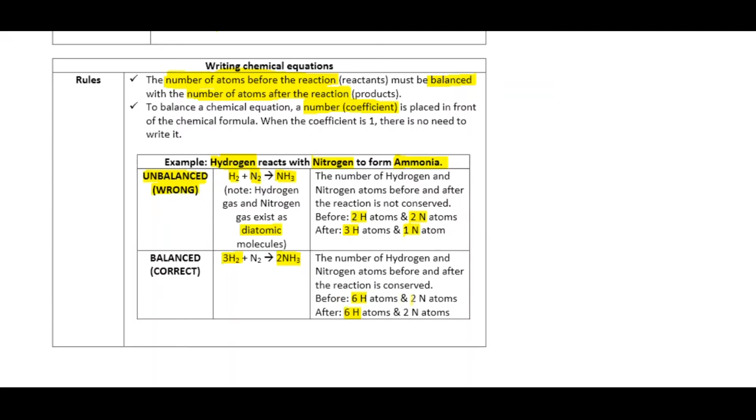So before that, there's 2 nitrogen, N2 represents there's 2. After, there's also 2 N, right? So NH3 has 1 nitrogen, but there's 2 molecules of ammonia, so in total there are 2 nitrogen atoms, right? So the number of atoms before and after are balanced and conserved, which means that they are the same, and therefore this equation is balanced and is correct.